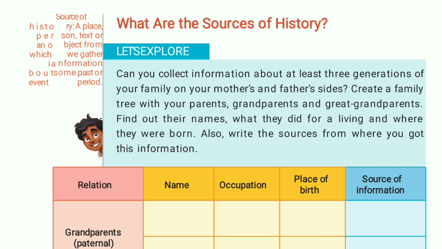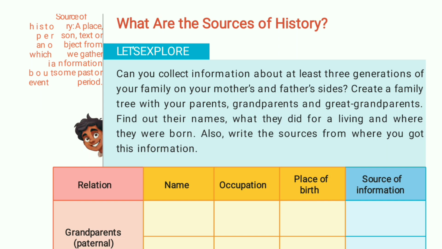What are the sources of history? Sources of history: a place, person, text, or any object from which we gather information about the past or an event period. Let's explore. Can you collect information about at least three generations of your family on your mother's and father's sides?